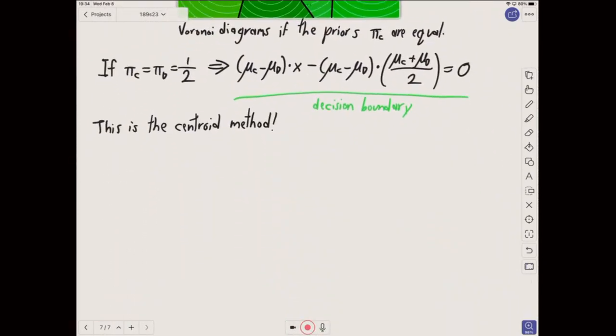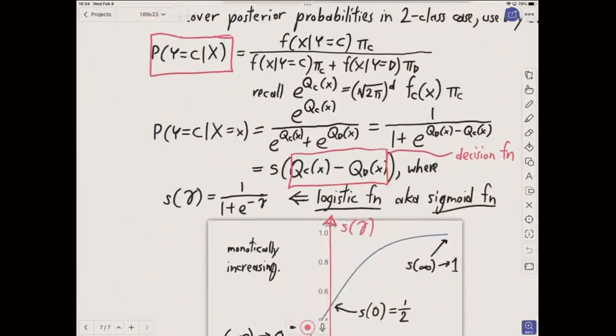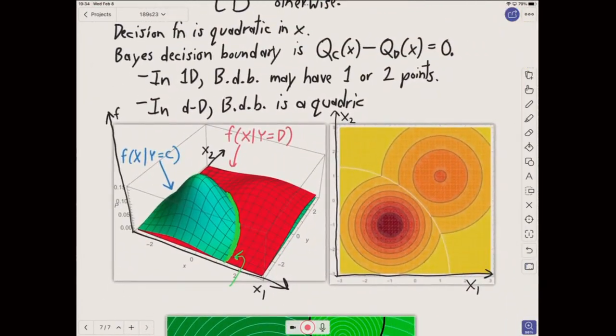Other questions? Yeah. Where pi c is not equal to pi d? I think, if I remember right, that in the original graph here, the blue class and the red class actually do have different prior probabilities. But I don't remember what they are, sorry.